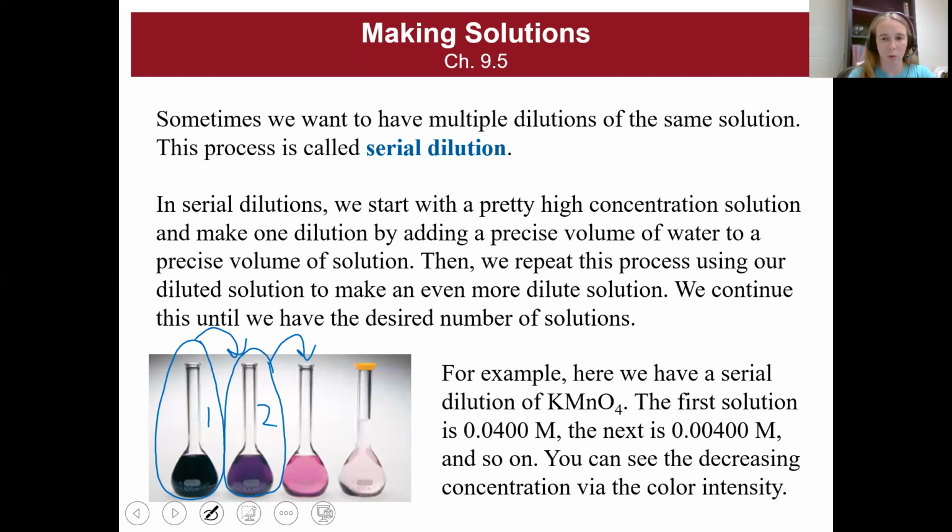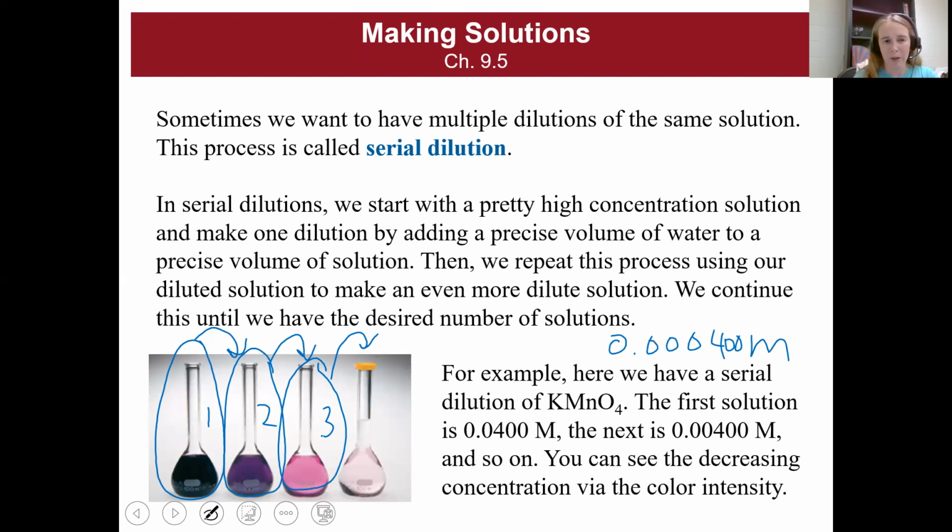So now this one would be 0.000400 molar, with the zeros for our sig figs. And then we did it one more time, where we added 10 mils of solution number 3 to our volumetric flask and diluted it up to 100 milliliters. So we added 90 mils of water so that we could get 100 mils total, but only 10 of it came from solution number 3.